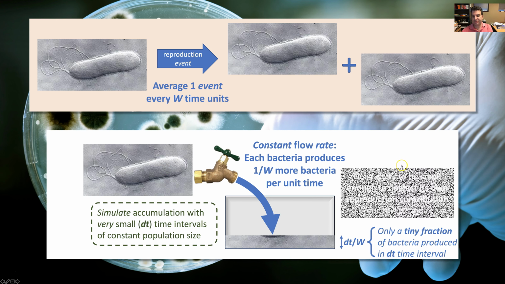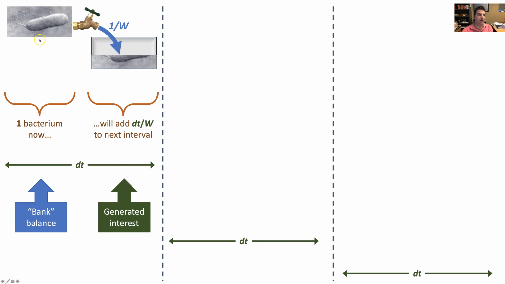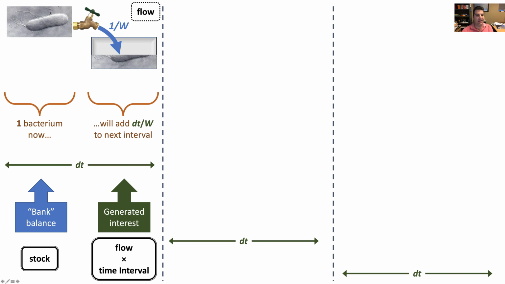And so this idea here is sort of summarized in this cartoon where we start with one bacteria. It's going to give us this fractional unit here. So this is our bank balance, the bacteria. This is our generated interest. We've been calling the amount of bacteria a stock, and we call the amount that is being contributed from each bacteria a flow. And the interest is that flow rate times the time interval.